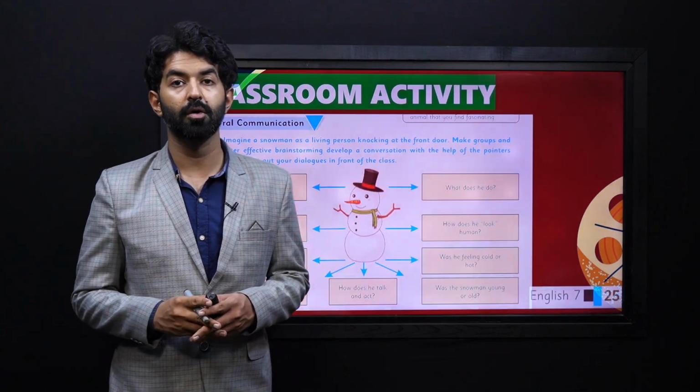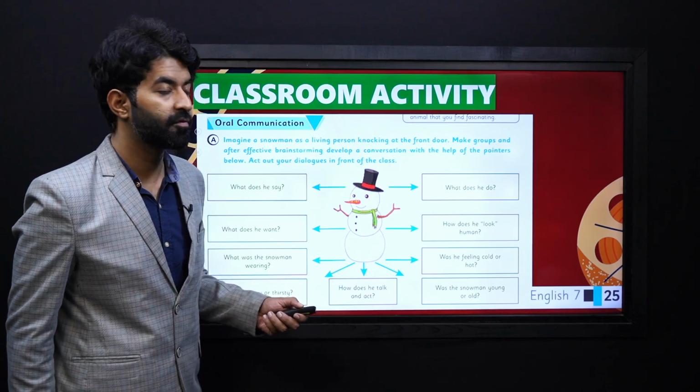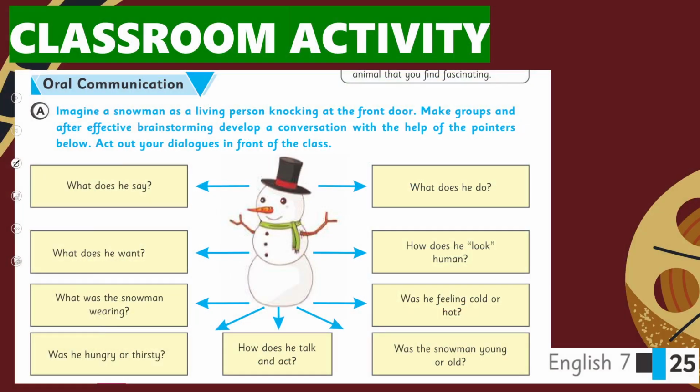Now, let's talk about your classroom activity from page 27. It says you have to imagine a snowman as a living person knocking at the front door, make groups, and after effective brainstorming, develop a conversation with the help of the pointers below. Act out your dialogues in front of the class. So the pointers are given in front of you. You have to act them out accordingly.